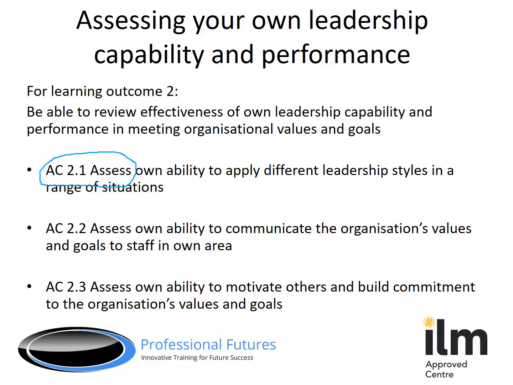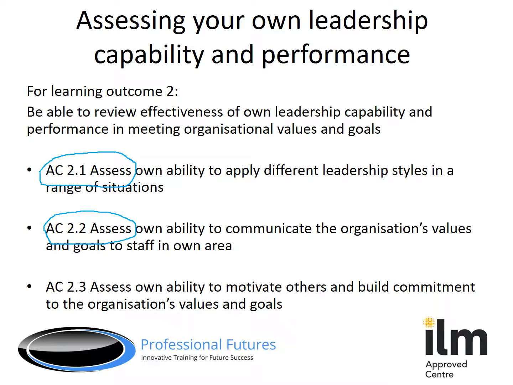So again, assessment criteria 2.2 requires you to assess again. So within this, you are required to assess your own ability to communicate the organisation's values and goals to staff in your own area. So remember, again, you're kind of picking on yourself here.